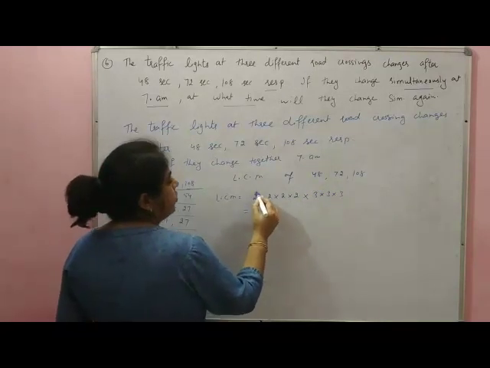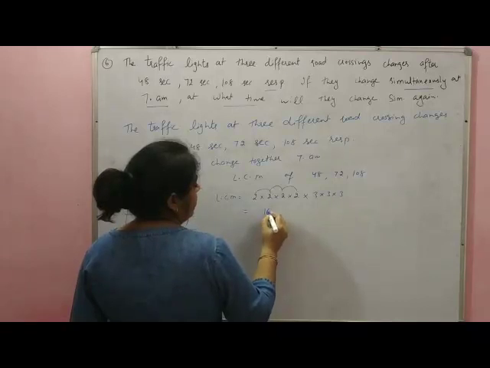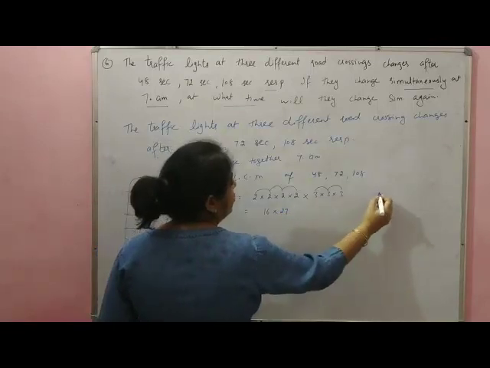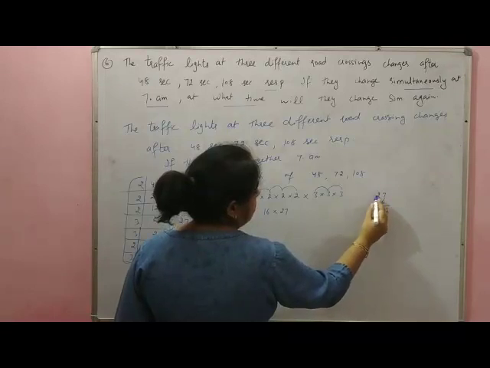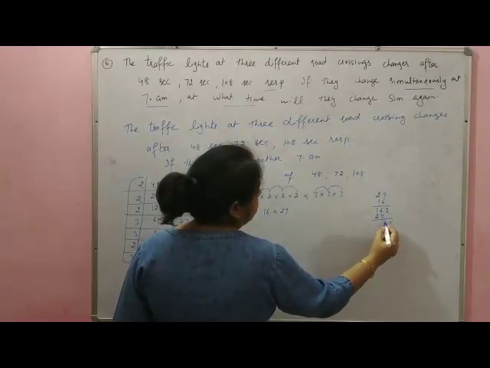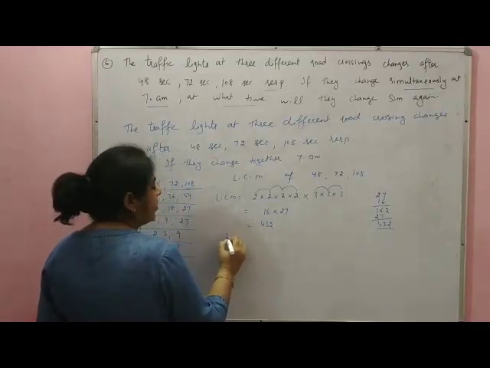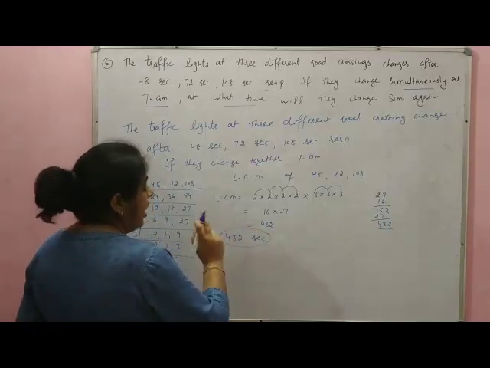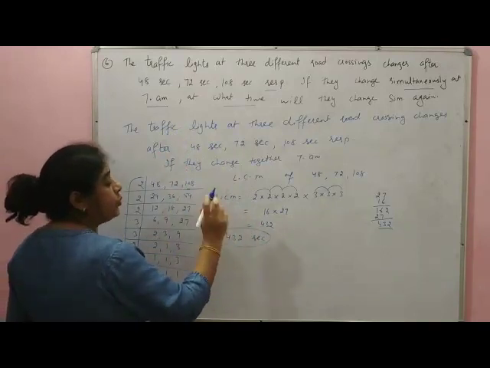Students, see: 2 2s are 4, 4 2s are 8, 8 2s are 16. 3 3s are 9, 9 3s are 27. Now you multiply 27 with 16. It's 432. It means after 432 seconds, all three lights will blink together again.